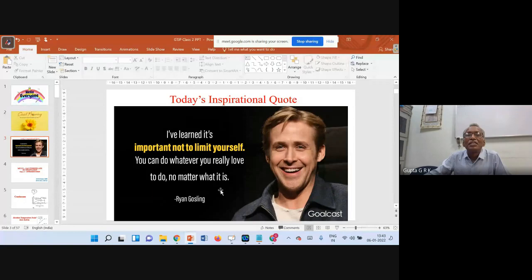So today we'll start with a quote. I have learned it's important not to limit yourself. You can do whatever you really love to do, no matter what it is. That is more important. As I told many times, the passion is important. If there is passion, there is no limit for whatever you do. So the main requirement is the passion.